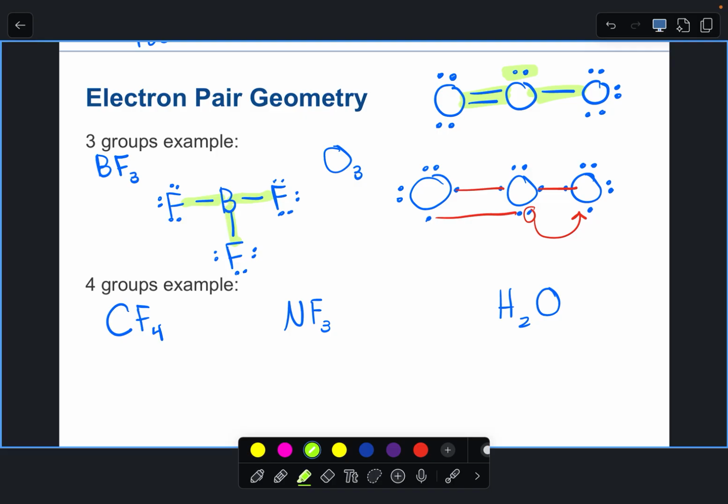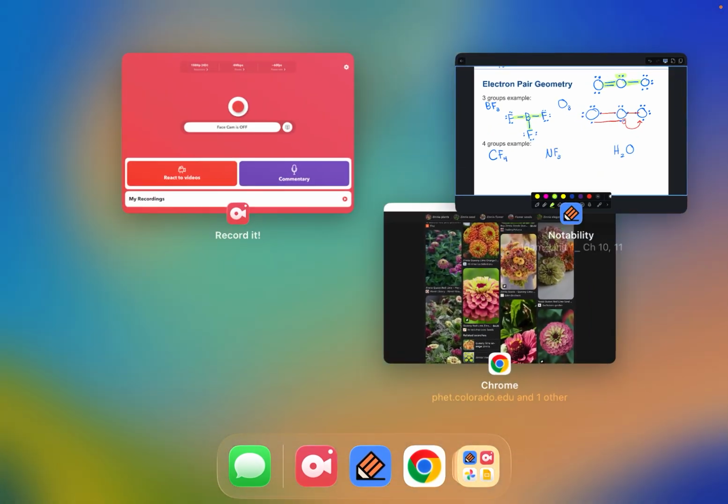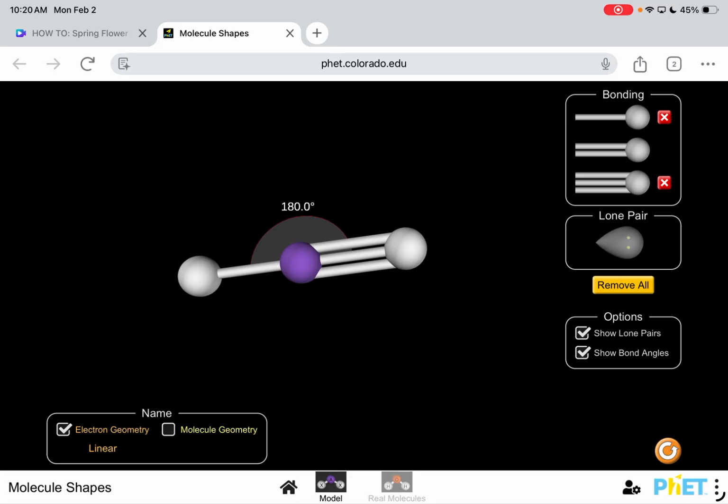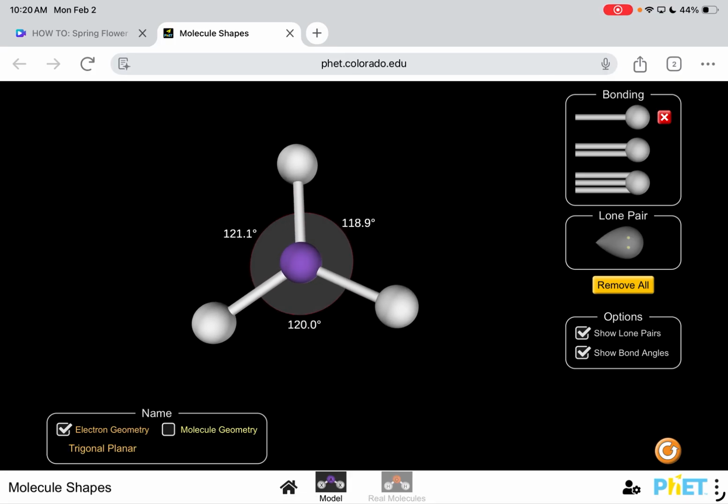Okay, so we're gonna go take those 2 ideas over to the simulation. So if you wanna keep your notes open so you can refer back to it, that's fine. Okay, so I'm gonna do the first one, which was 3 single bonds.